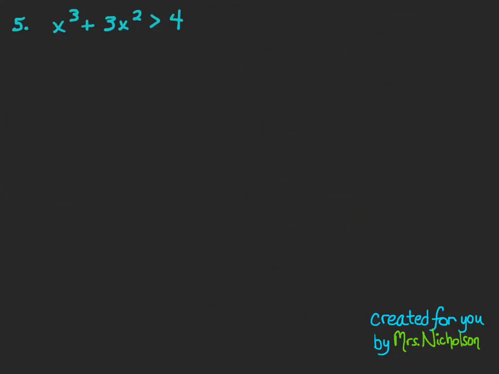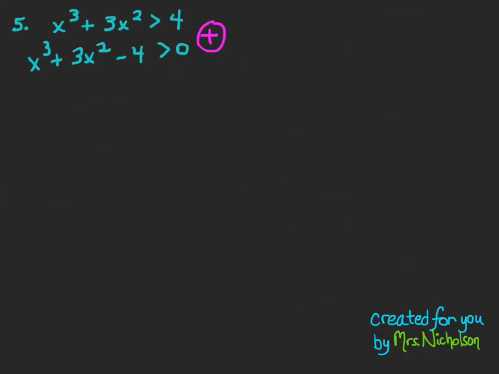Let's look at one more problem together. In this one, I'm going to subtract 4. So I have x cubed plus 3x squared minus 4 greater than 0. I want this to be greater than 0, which means I'm looking for when my polynomial is positive.